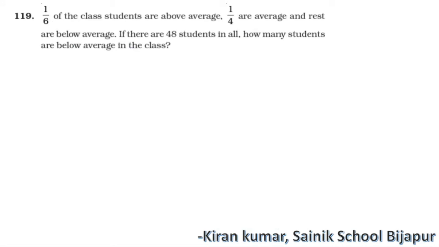Question 119. 1/6 of the class students are above average, 1/4 are average, and the rest are below average. If there are 48 students in all, how many students are below average in the class?